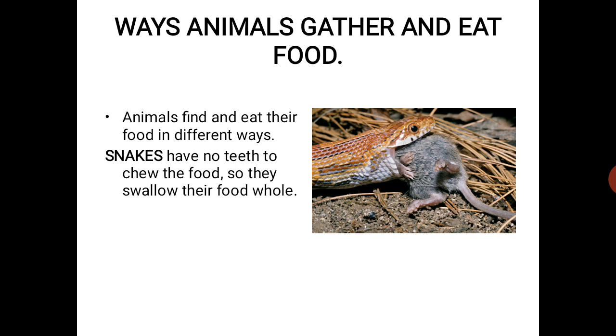Now, ways animals gather and eat food. Animals find and eat their food in different ways. The first one, we will talk about the animal snake. Now, snakes have no teeth to chew their food, so they will swallow their food whole.